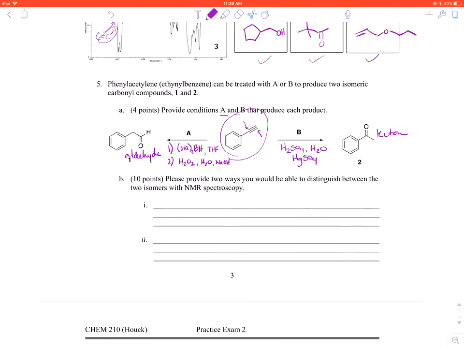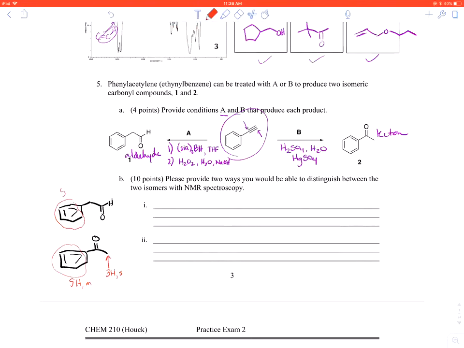Now part B. Provide 2 ways you would be able to distinguish between the 2 isomers with NMR spectroscopy. All right, so we've got aromatic ring with my aldehyde, and we've got my aromatic ring with my ketone. So we would expect there to be a signal for this methyl group, a 3H singlet, and then we'd have a signal for the aromatic ring that's 5H and is a multiplet. We wouldn't be able to really distinguish that necessarily.